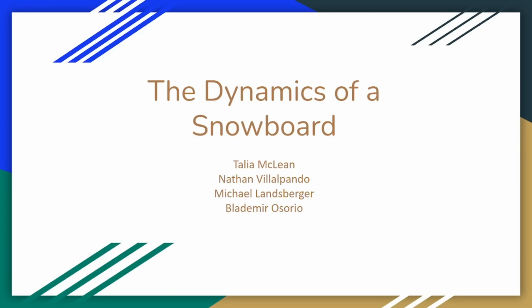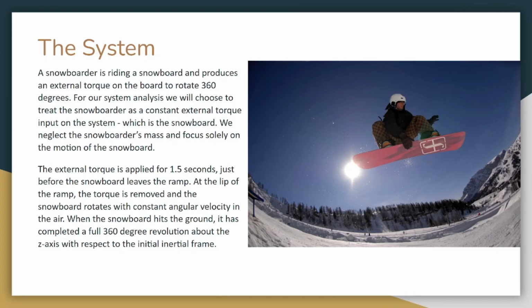The dynamics of a snowboard. A snowboarder is riding a snowboard and produces an external torque on the board to rotate 360 degrees. For our system analysis, we will choose to treat the snowboarder as a constant external torque input on the system, which is the snowboard. We neglect the snowboarder's mass and focus solely on the motion of the snowboard. The external torque is applied for 1.5 seconds, just before the snowboard leaves the ramp.